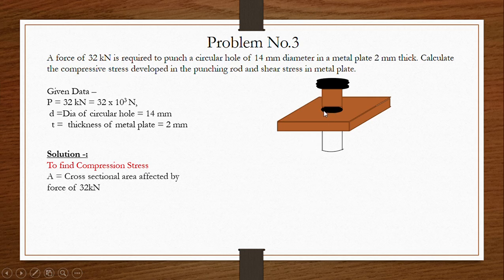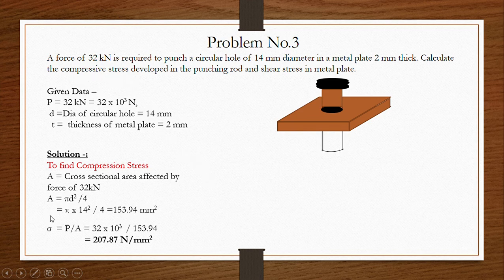The compressive stress means the area under the stress is this circular portion. So what is the area of circle? Yes, we know pi by 4 d square, that is A equals pi by 4 d square, that is pi d square upon 4. So substitute the value, we get the answer 153.94 mm square. This is your area for compressive stress.